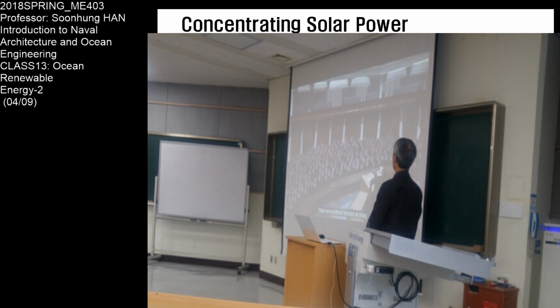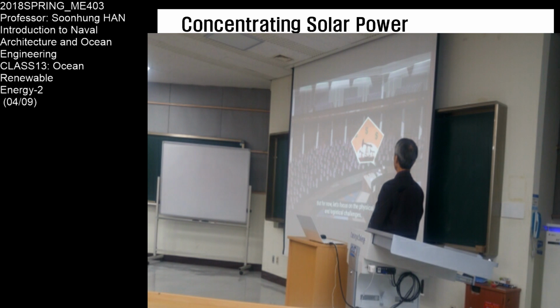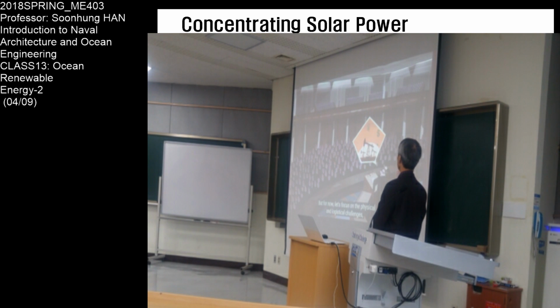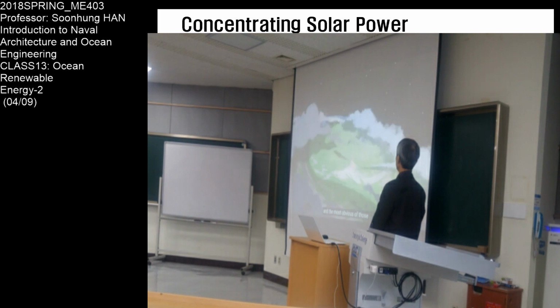There are political factors at play, not to mention businesses that lobby to maintain the status quo. But for now, let's focus on the physical and logistical challenges. And the most obvious of those is that solar energy is unevenly distributed across the planet. Some areas are sunnier than others. It's also inconsistent. Less solar energy is available on cloudy days or at night.